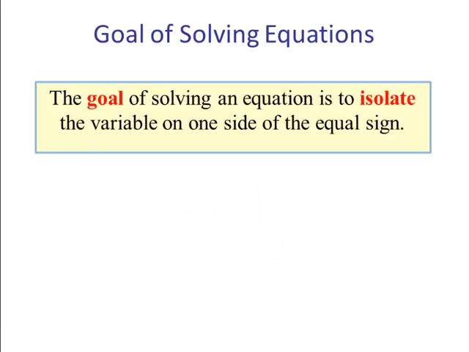So when we're solving equations, we want to think about what the goal is, and the goal is to get the variable all by itself. We want to isolate the variable either on the left-hand side of the equal sign or the right-hand side. Let's do some examples.